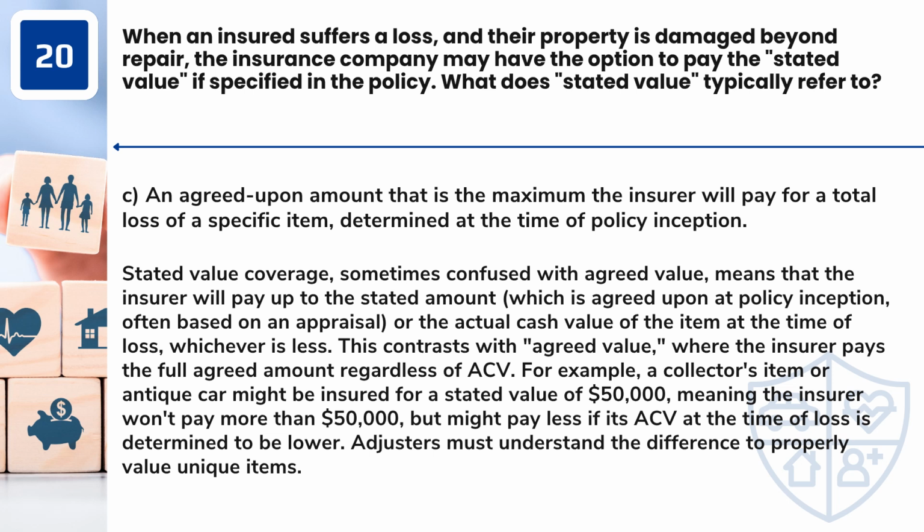Answer: C. An agreed-upon amount that is the maximum the insurer will pay for a total loss of a specific item, determined at the time of policy inception. Explanation: stated value coverage, sometimes confused with agreed value, means that the insurer will pay up to the stated amount, which is agreed upon at policy inception, often based on an appraisal, or the actual cash value of the item at the time of loss, whichever is less. This contrasts with agreed value, where the insurer pays the full agreed amount regardless of ACV. For example, a collector's item or antique car might be insured for a stated value of $50,000, meaning the insurer won't pay more than $50,000, but might pay less if its ACV at the time of loss is determined to be lower. Adjusters must understand the difference to properly value unique items.